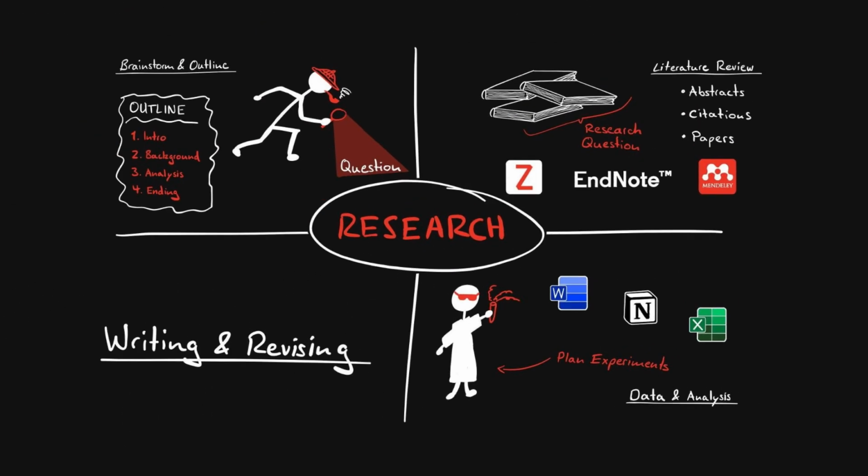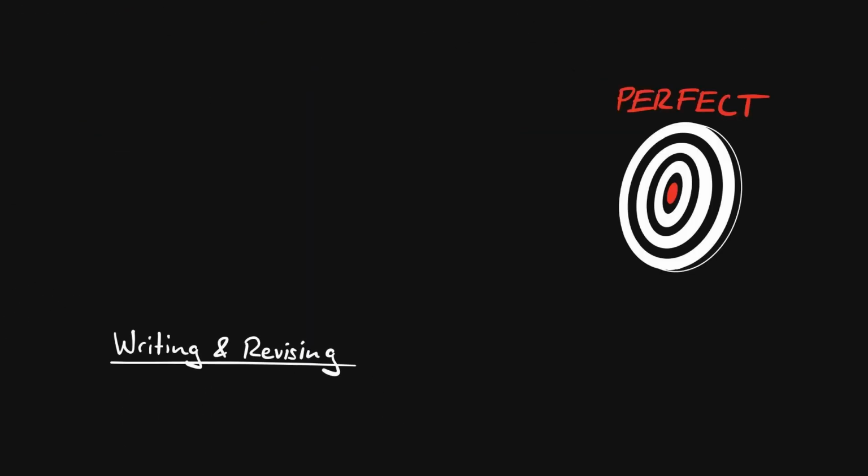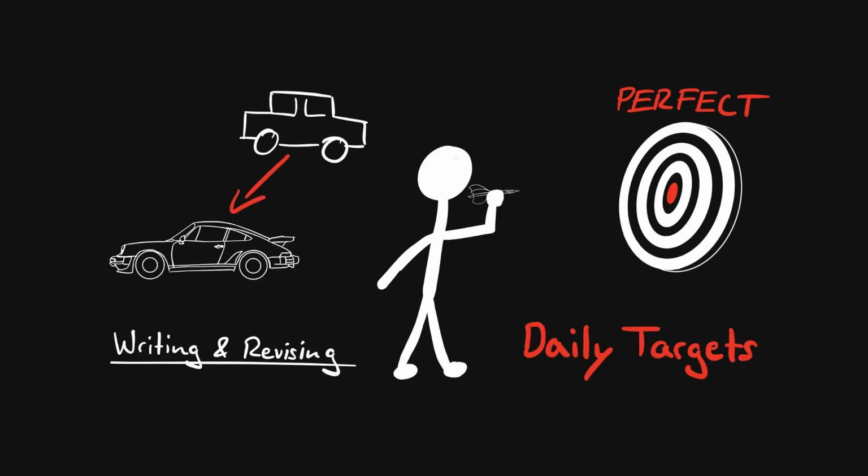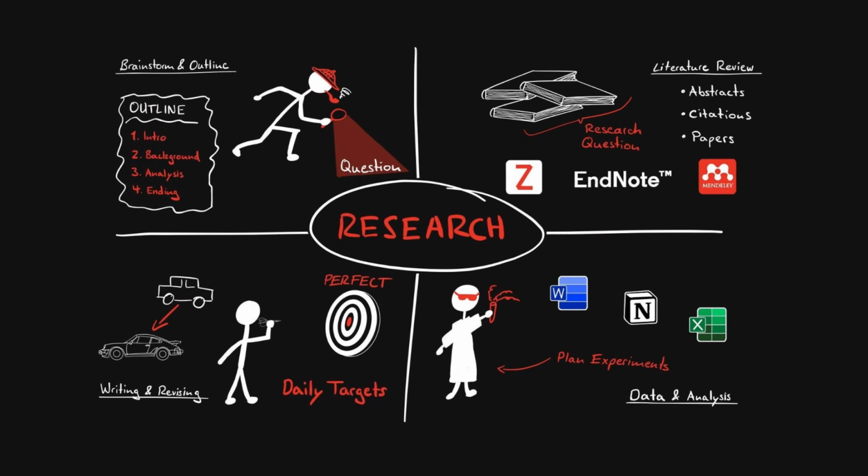Phase 4. Writing and revising. Just don't aim for perfection here. Write a rough draft first and polish it later. Pro tip: build your writing into daily targets. Small bites avoid total burnout. So as you can see, breaking it down into simple steps will stop you from spiraling into panic.